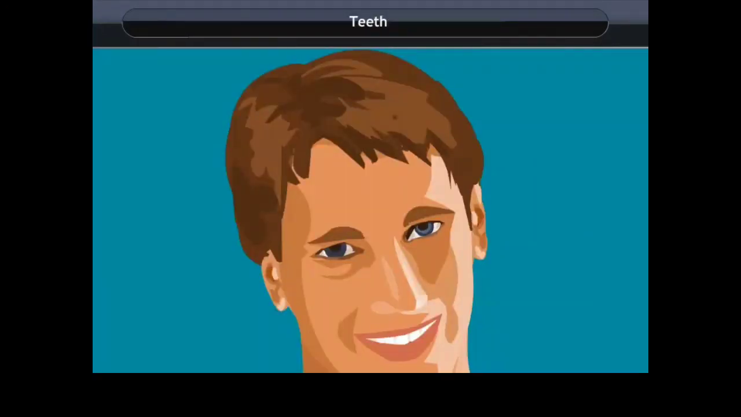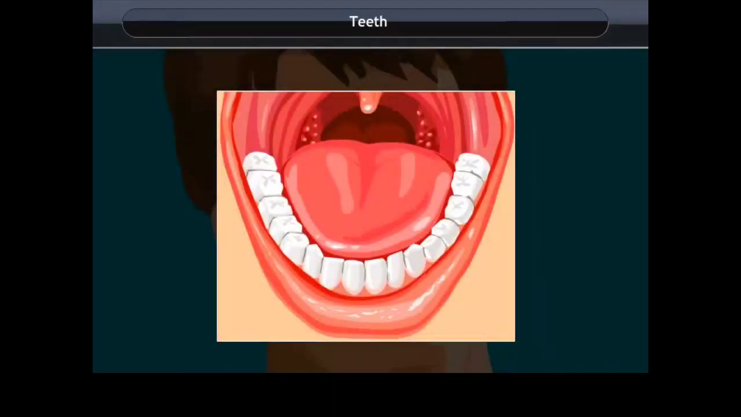Teeth. Let us understand the positions and functions of each type of teeth. Incisors are the teeth present at the front portion of the mouth. There are 4 incisors in each jaw. They are used for biting and cutting food. Canines are located next to the incisors. There are 2 canines in each jaw. They are used for tearing and piercing food.